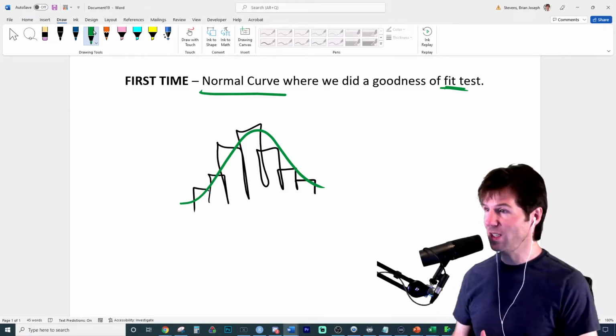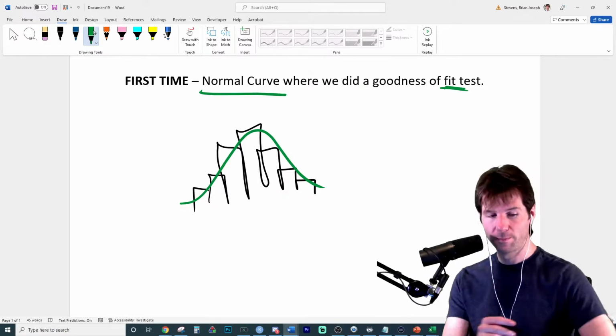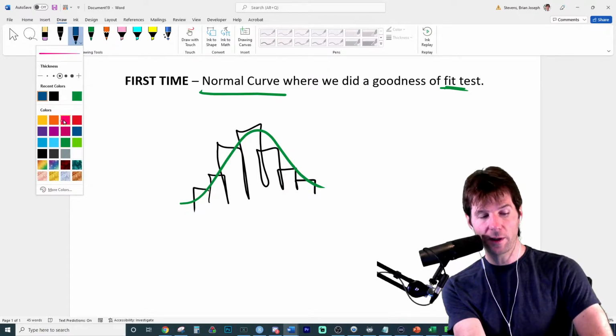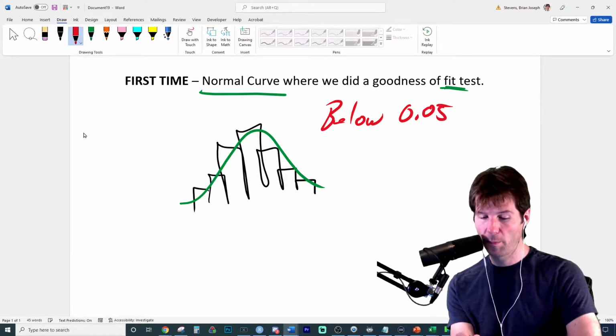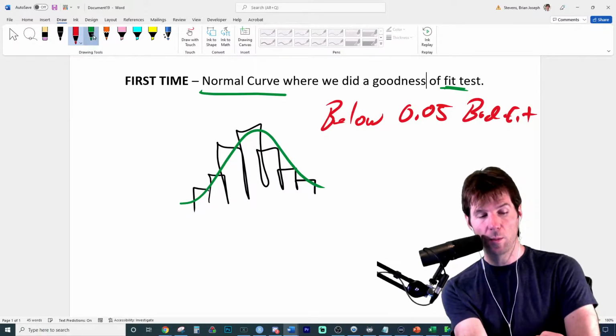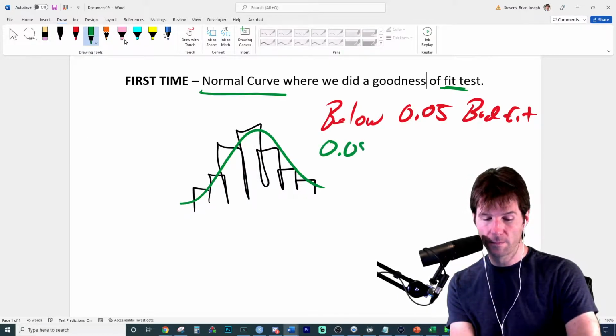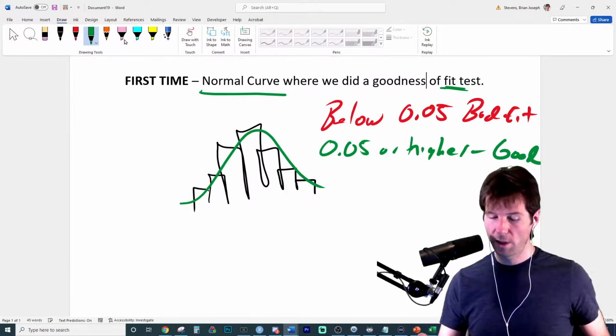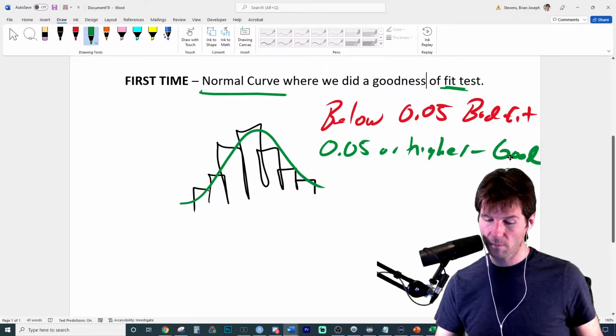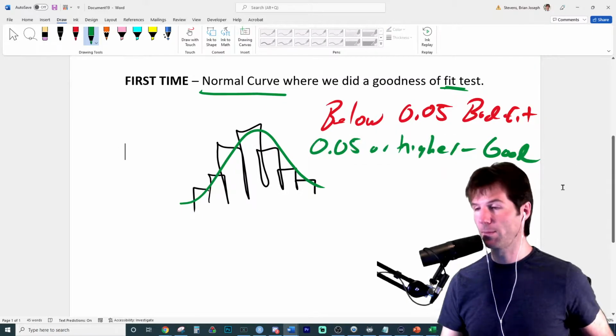So the easiest way to understand this one is if the p-value here is low, so below 0.05, bad fit. 0.05 or higher, good fit. So if it is a good fit, we will see a p-value of 0.05 or higher.